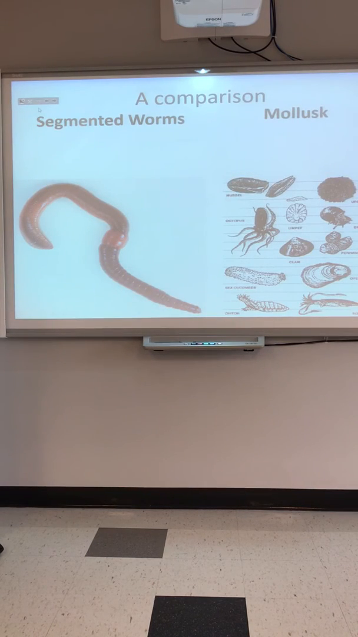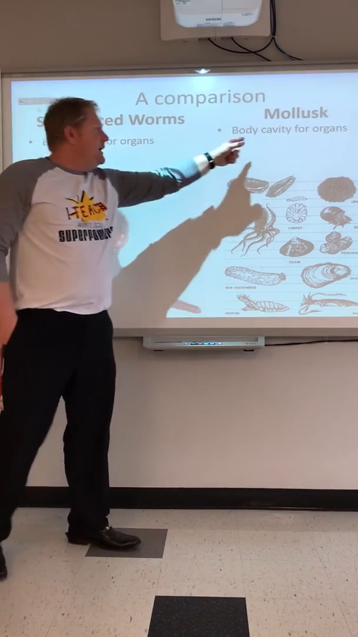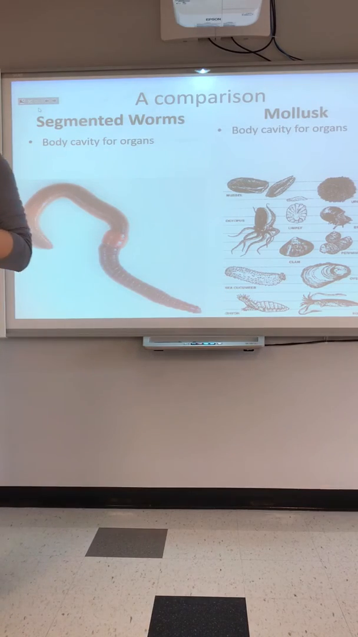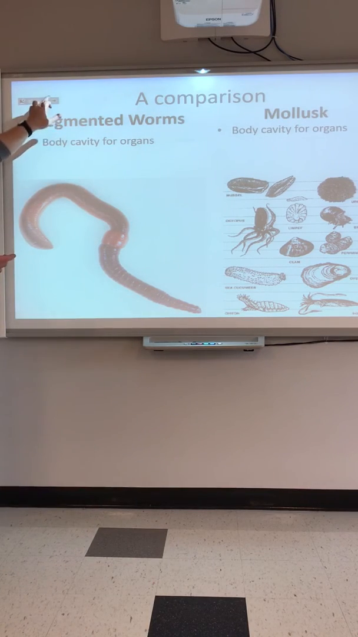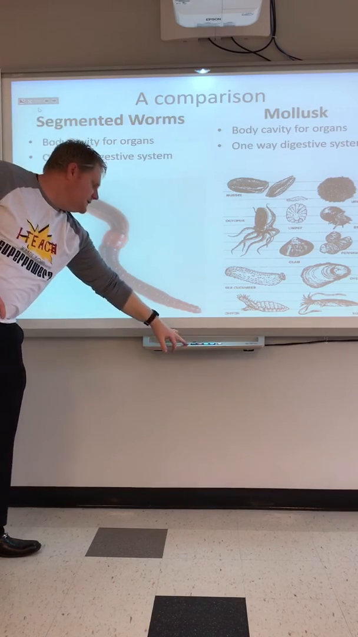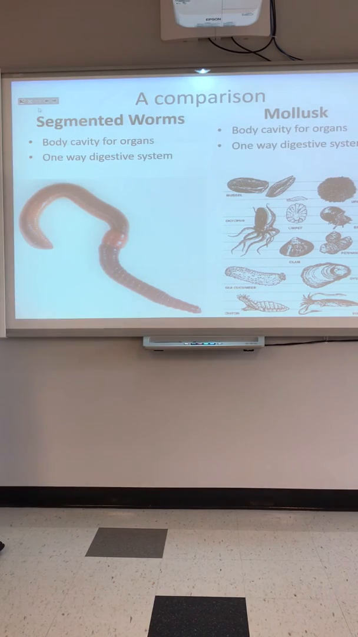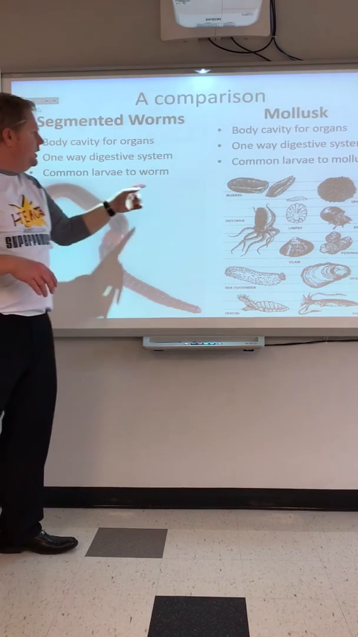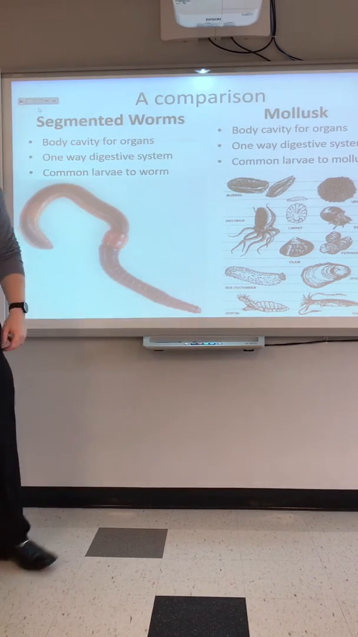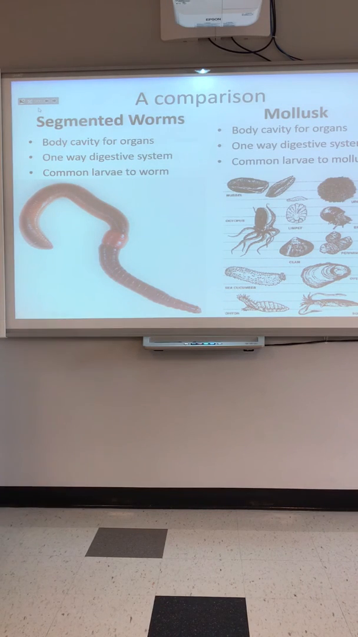A comparison of segmented worms and mollusks. Body cavity for organs, body cavity for organs. A little more complex than what we've seen so far. One-way digestive system, one-way digestive system. We're getting more complex. They have some similarities. Common larvae to worm, common larvae to mollusk. They have a two-stage life. There's lots of similarities. You may want to be able to compare them.